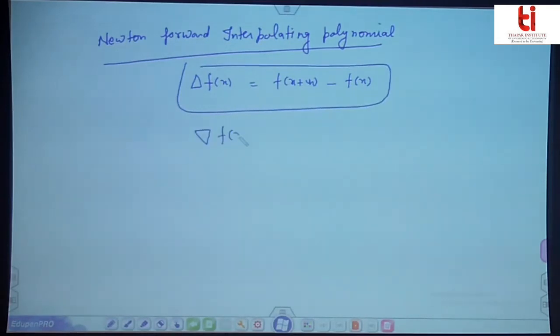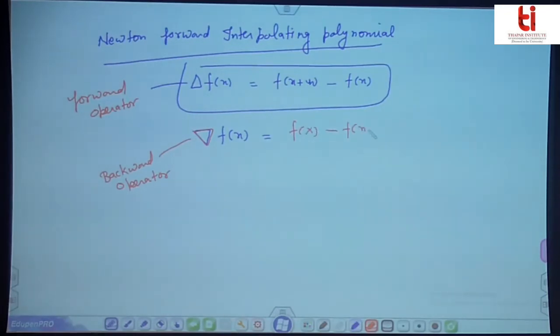The backward operator definition is what? This is called the forward operator. If we write nabla downward, then it is the backward operator. What is nabla of f(x)? That is f(x) at the same point minus the value one step backward, f(x minus h), if h is the spacing between the two nodes.